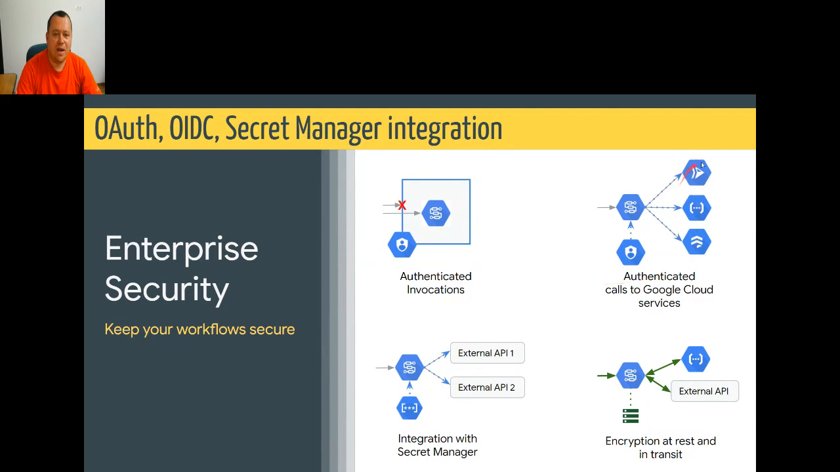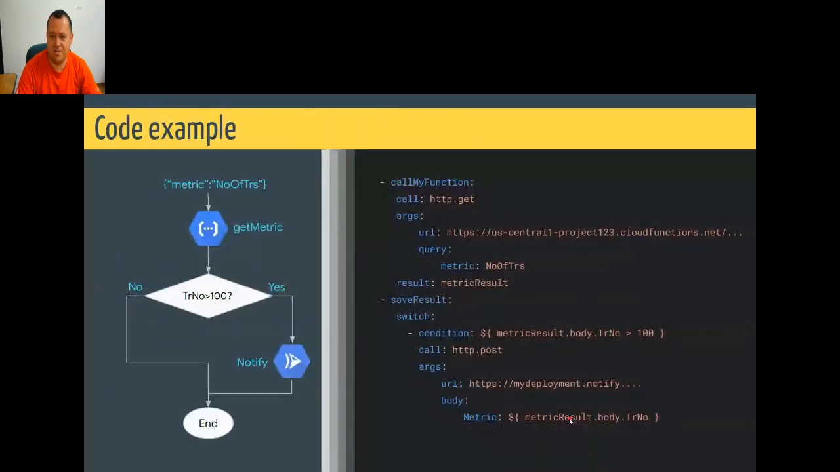It can provide any authentication, for example, for an underlying service inside the Google Cloud platform. And also, if you use it together with Secret Manager, you can use an API key, which is part of the secret manager and not part of your environment variables, for external APIs as well. And of course, it offers encryption at rest and in transit as well.